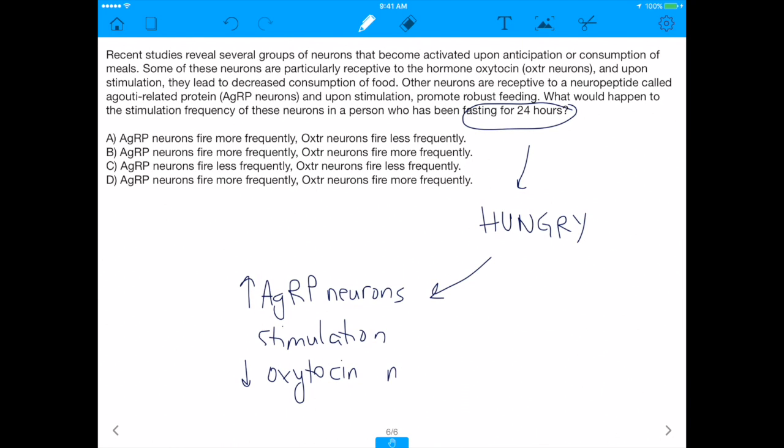So the answer here is the answer choice that matches my prediction, and that answer choice is answer choice A. AgRP neurons fire more frequently and OXTR neurons fire less frequently. I will attach the paper I got this question from in the description.